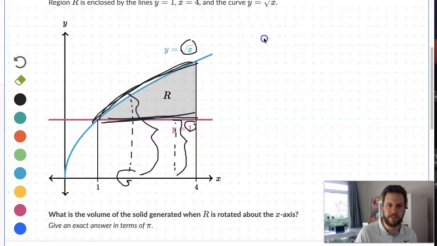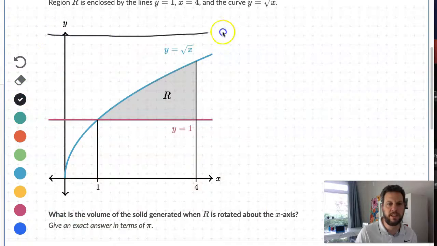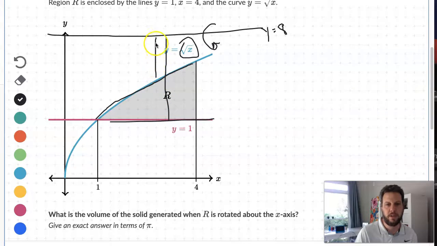But it can flip. So if we were rotating around, instead of the x-axis, let's say we were rotating around y equals 8, which is way up here. Well now, we still got our two lines. We got the square root of x. Well, that just became the closer one. And then y equals 1 is now the further one. So it's all relative to where you're rotating around. So where is there a greater distance between the axis of rotation and the equation? And then where is there a closer distance from the axis of rotation and the equation?